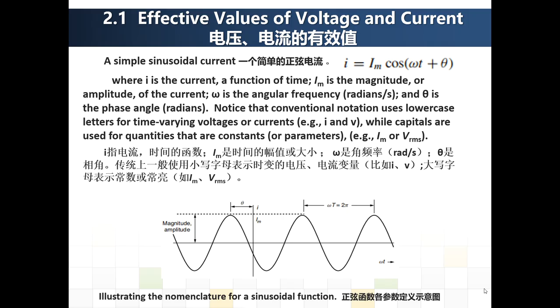In power systems, we use lowercase letters for time-varying voltages or currents, and capital letters for constant quantities. We can see the current waveform shown in this graph.